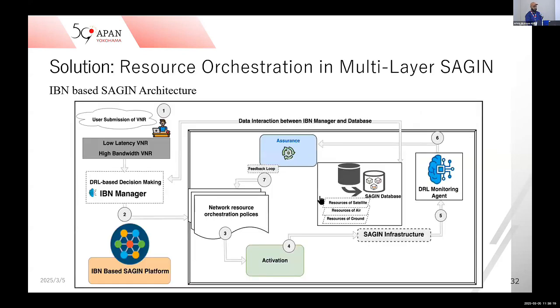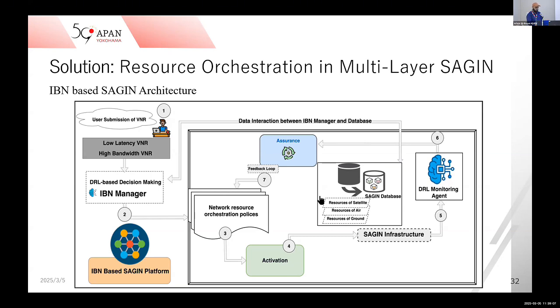So for the architecture we have done here, a user wants to request a VNR that should have low latency and high bandwidth. After the submission of the VNR, it will go to the IBN manager, and the IBN manager will further transfer it to our IBN. And this is how our IBN will work. It will take the network resource orchestration policies and give them to the activation function, and then this SAGIN infrastructure will be provided to our DRL network, which will take the decision. We are using the AI network here. This is the part of AI which is used in the IBN network. IBN is not the overall AI solution. This is just one part that we are using in the IBN.